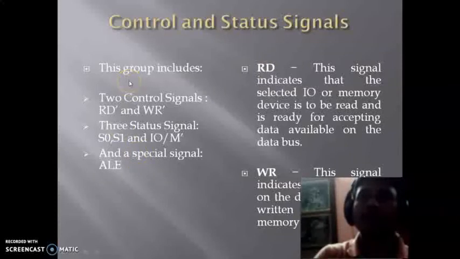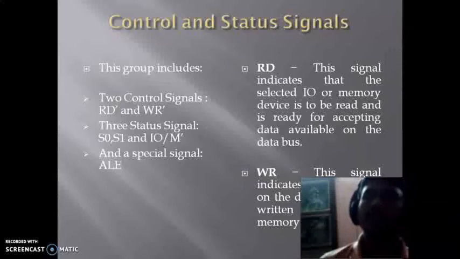Now control and status signals. We have some control signals, read and write. Suppose the microprocessor wants to read some data from a memory or input device that is connected with it, then it will send a read bar signal to the peripheral device or memory device to read the data from the memory or peripheral device.